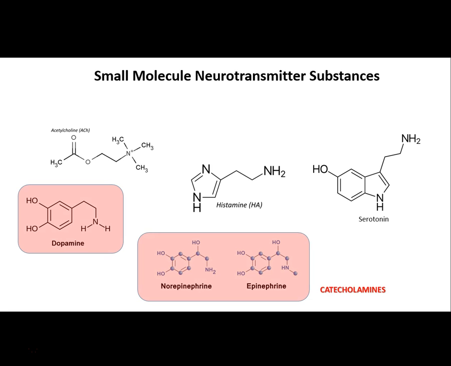So let's see. The first class or category would be the small molecule neurotransmitter substances. In this case, we have acetylcholine, dopamine, norepinephrine, serotonin, histamine, and epinephrine. Epinephrine is a hormone actually, which is the adrenaline, and norepinephrine is also called noradrenaline. Dopamine, norepinephrine, and epinephrine are called catecholamines. And this class of neurotransmitters is largely targeted by different drugs.